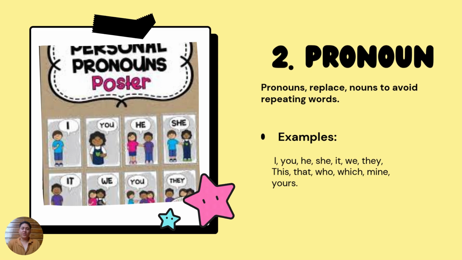The second part of speech is the pronouns. What are pronouns? Pronouns are words that replace nouns to avoid repeating words. For example, I, you, he, she, it, we, they, this, that, who, which, mine, and yours. Those are pronouns. Why? Because these words replace nouns so words are not repeated.